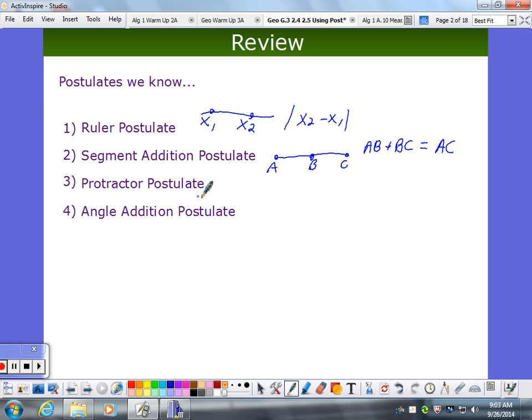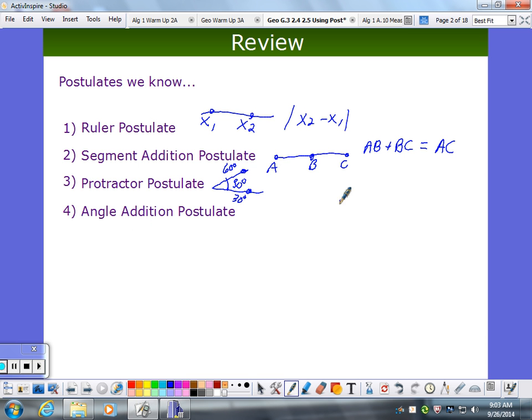The protractor postulate was like the ruler postulate but for angles, and it says the way you measure an angle is you subtract the two measures just like you would here. So if you had an angle and you know this one was 60 degrees and you know that one was 30 degrees, then this would be 60 minus 30. So it's the same kind of idea.